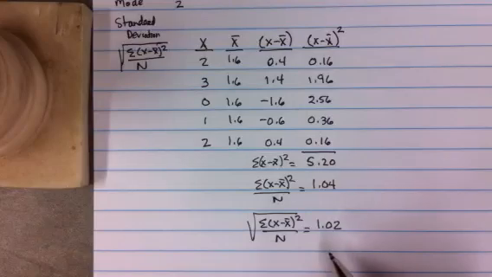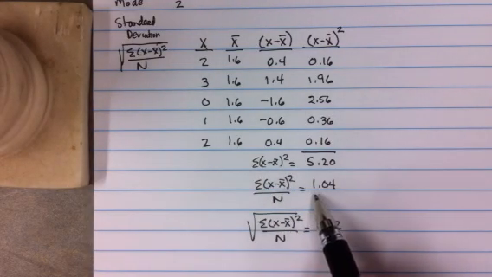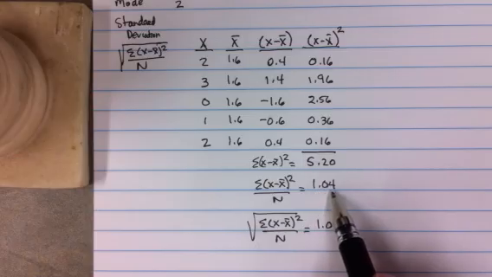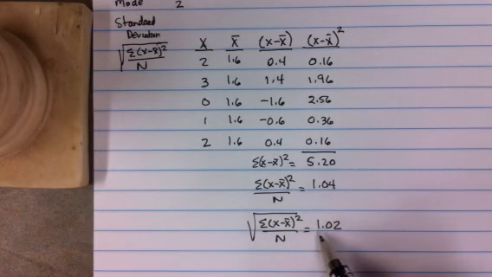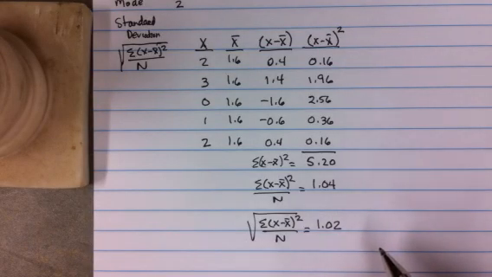In this case it's 5.20. We divide it by n. In this case it's 5. So it's divided by 5. Gets 1.04. Then I take the square root of it and I get the final standard deviation of 1.02.